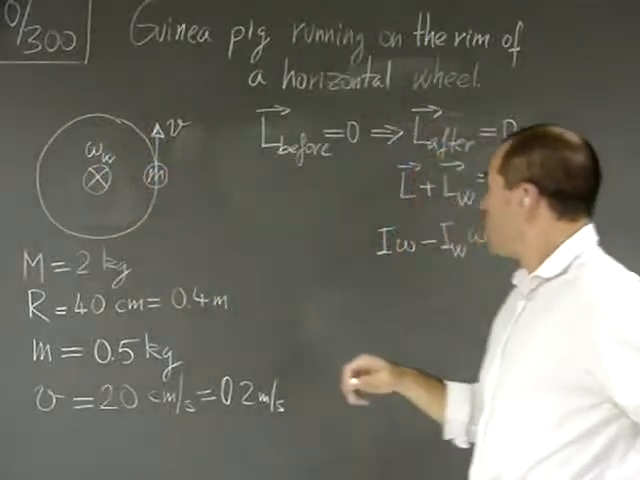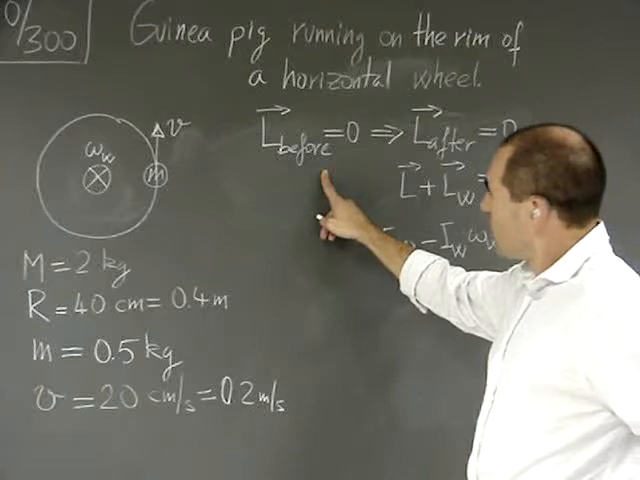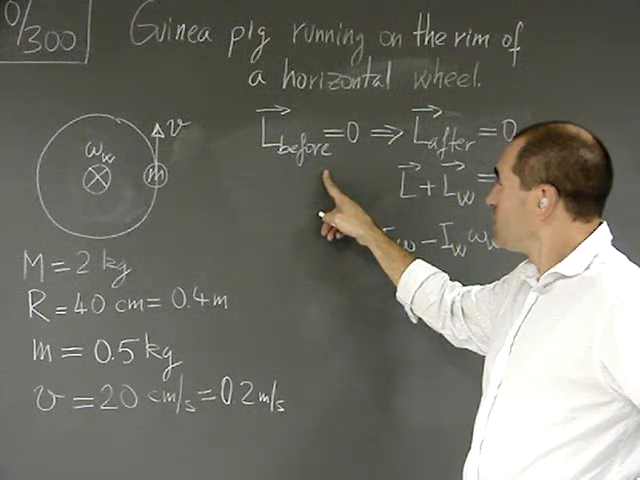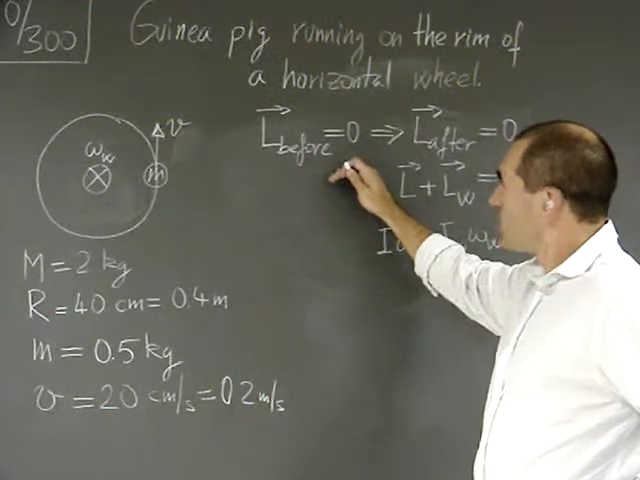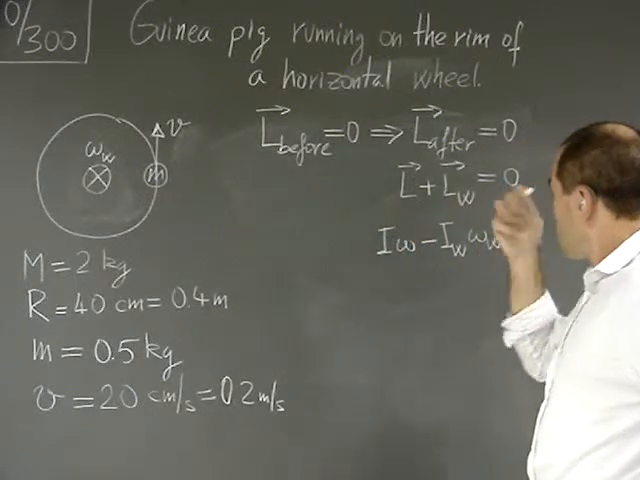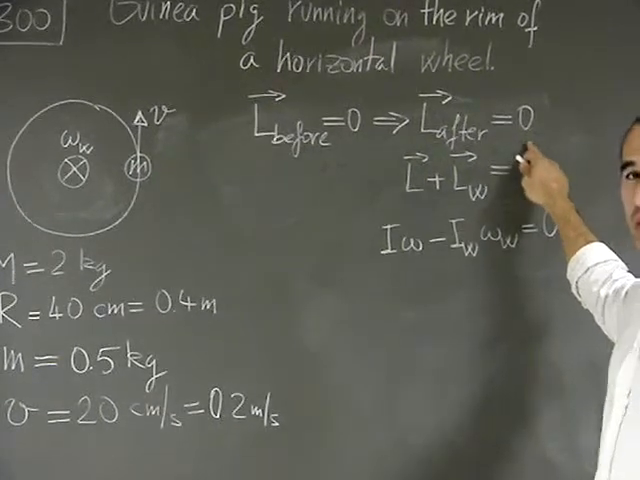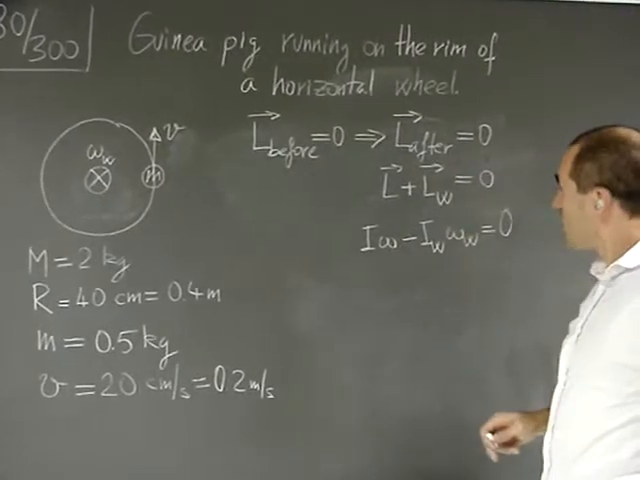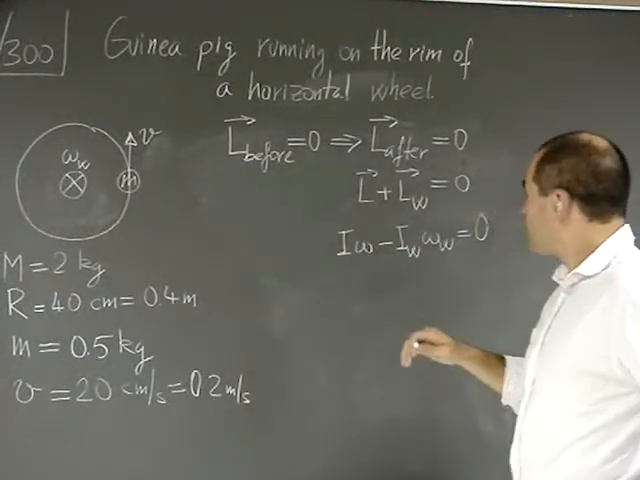So what do we do? We start with the angular momentum before the guinea pig is running. At that point, nothing is rotating, so we can say the total angular momentum before any motion is 0. That means that after the guinea pig starts running, the total angular momentum must also be 0, and that is because the net external torque acting on the system is 0. So this is a case in which the total angular momentum is conserved.